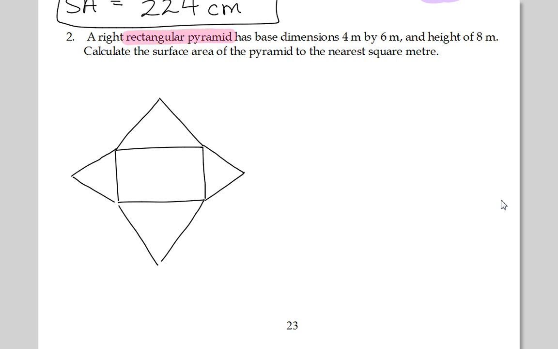Rectangular pyramid. It tells you that the base dimensions are 4 by 6. Make sure you understand that language. "By" is common English for the rectangular dimensions. So the 6 is the long end, the 4 is the short end. That's the rectangular 6 by 4. And then they tell you that the height is 8.